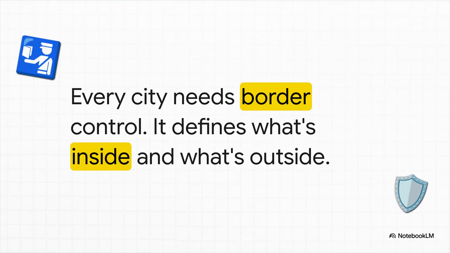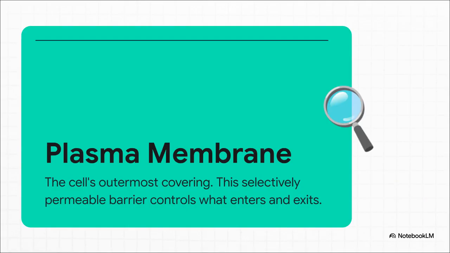Think about any city. It's got to have borders, right? Something that says this is inside the city and that's outside. And that border controls what comes in and what goes out. Well, a cell is exactly the same. That border control for the cell is called the plasma membrane, and it's not some big, dumb wall. Nope, it's a smart, flexible barrier. The scientific term is selectively permeable, which is really just a fancy way of saying it acts like a bouncer at a super exclusive club. It decides exactly which molecules get in and which ones have to stay out.